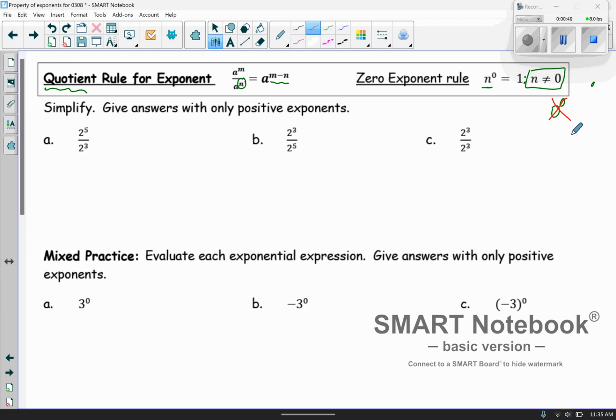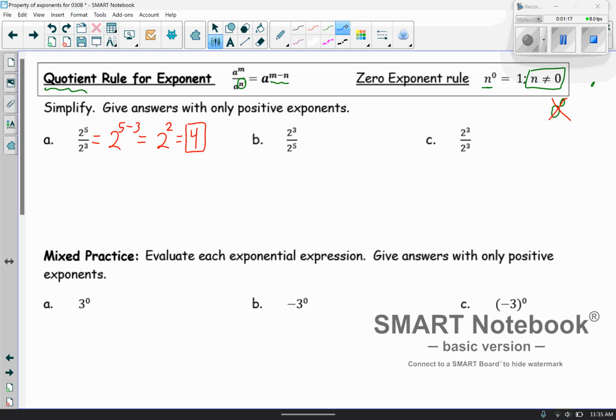Looking at my first one here, I have 2 to the power of 5 divided by 2 to the power of 3. Following the quotient rule, which is fairly simple, you have those two bases, we bring it together as a single base, and you take the numerator power and subtract the denominator power from it. We're going to end up getting 2 to the power of 2, which is 4. That's probably going to be the easiest way to do it.